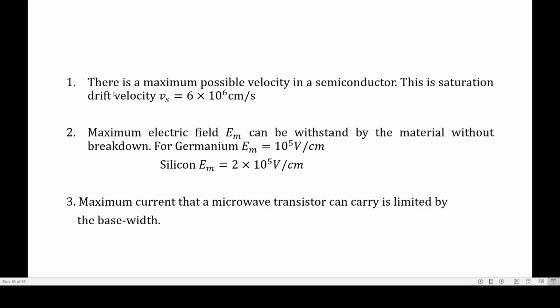So the first parameter is that there is a maximum possible velocity in a semiconductor. This is the saturation velocity Vs, and Vs is equal to 6 into 10 raised to 6 centimeter per second. Then there is a maximum electric field Em which can be withstood by this material without any breakdown. For germanium it is 10 raised to 5, and for silicon it is 2 into 10 raised to 5. Also there is a maximum current, which is limited by the base width. Due to these parameters, the maximum drift velocity, the maximum electric field, and the maximum current limit, there is a limit in frequency of operation.